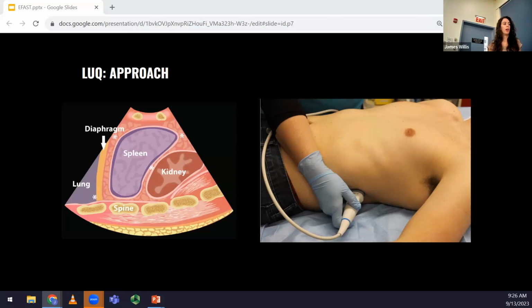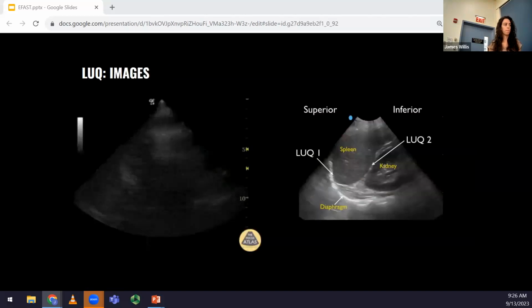For this view, classically, again, I think in med school, a lot of times we're taught looking at that interface between the spleen and the kidney. And similar to right upper quadrant, this is not the most dependent area of this view. The most important area to get here is both the inferior edge of the spleen, as well as the interface between the diaphragm and the spleen.